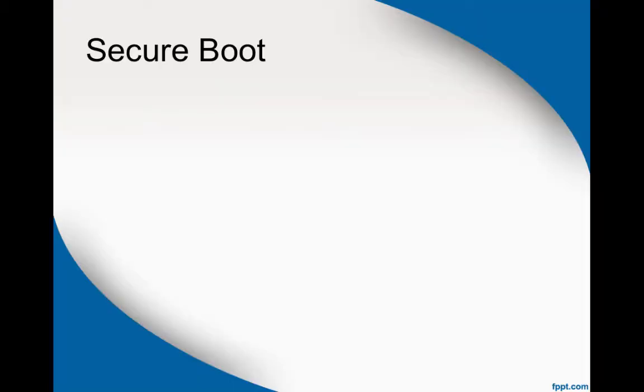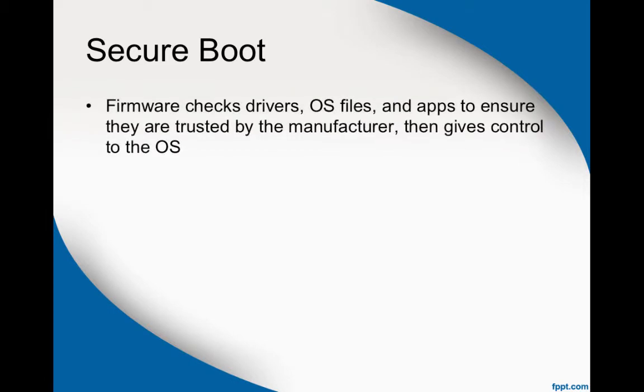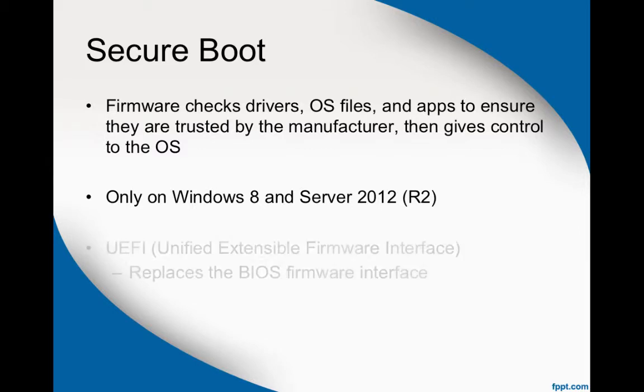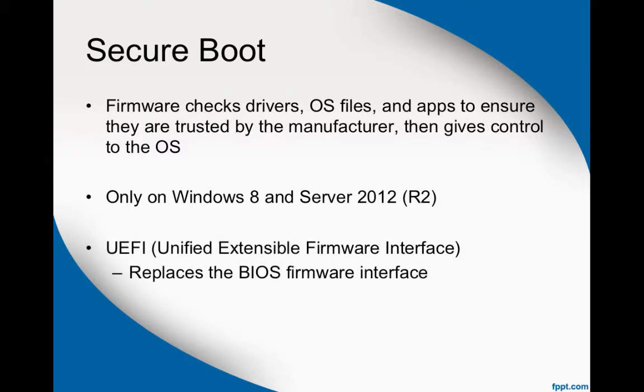So some more info on secure boot. Like I mentioned, it's firmware, and it's going to check the operating system files, apps, to ensure they're trusted by the manufacturer, and then it's going to hand over control to the operating system. Whereas previously, your operating system just kicks right in after the boot process. This is only available on Windows 8 and Server 2012 and Server 2012 R2, and it makes use of the UEFI, Unified Extensible Firmware Interface, which replaces the BIOS firmware. Everyone's pretty used to BIOS, so this is kind of an exciting new feature, and we'll see what comes from it.